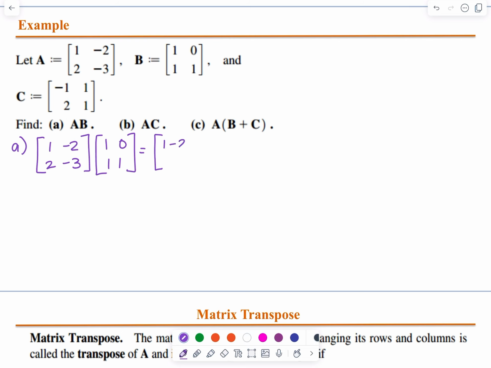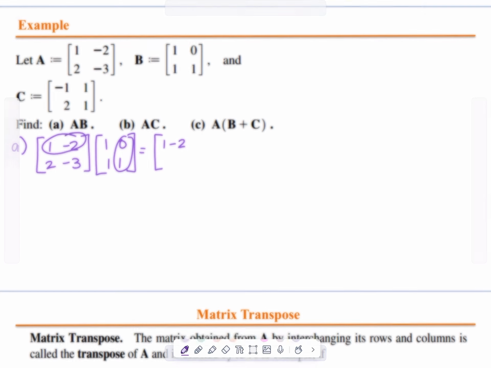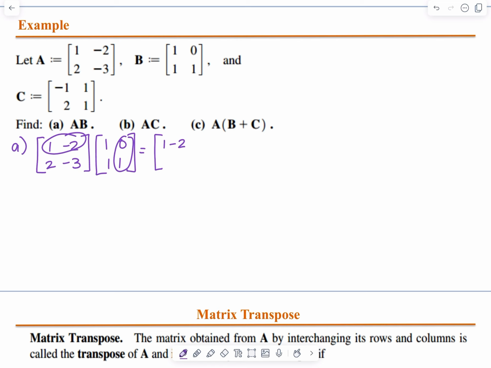Let's do the same for the second column on the first row. So there we will have this column multiplied by this row, and we will have 0 minus 2. And we'll do the same here. Here we'll have 2 minus 3, and then this row and this column, we will have 0 minus 3. And we come up with that product as this matrix, -1, -2, -1, -3.